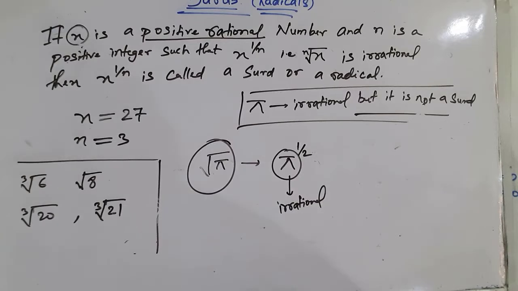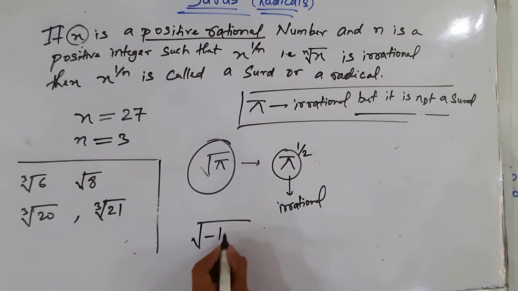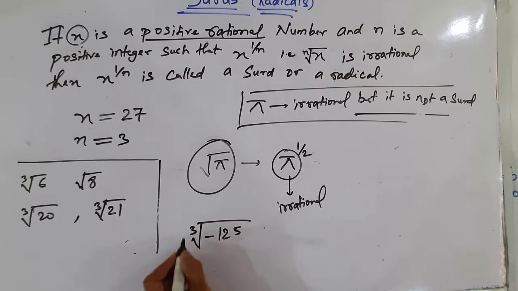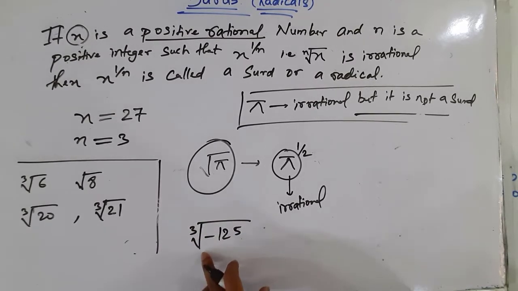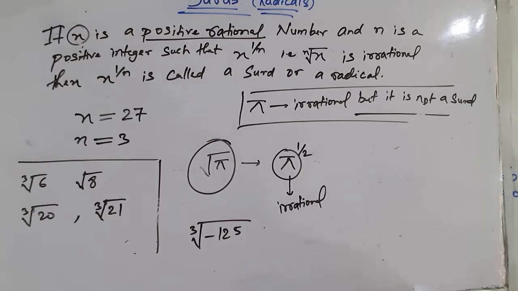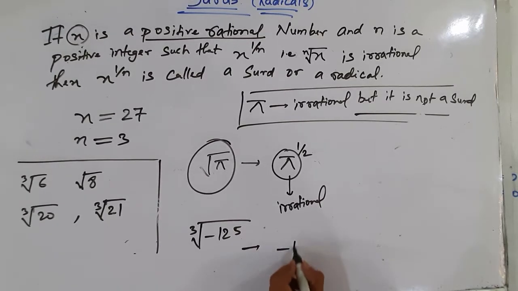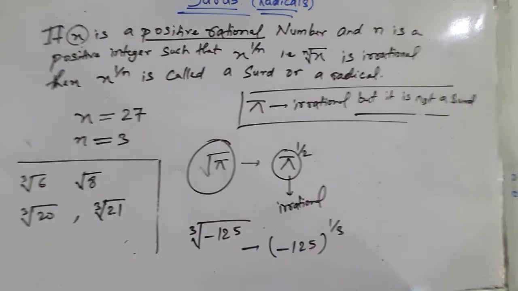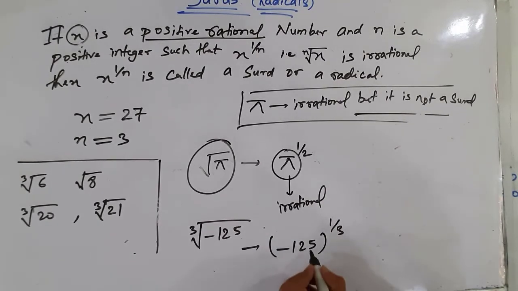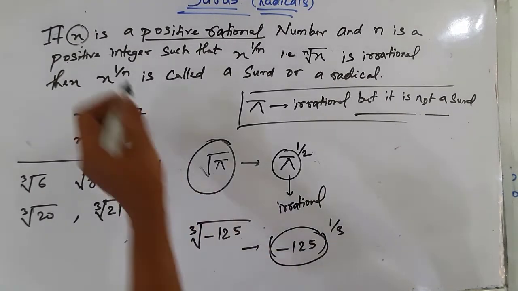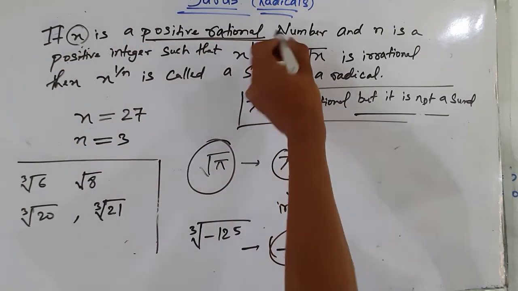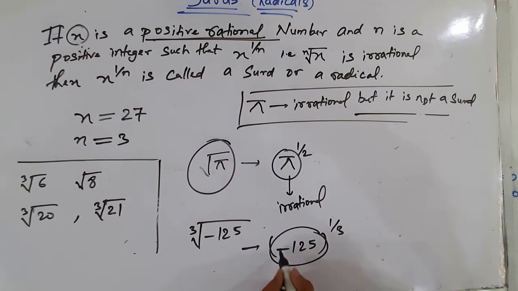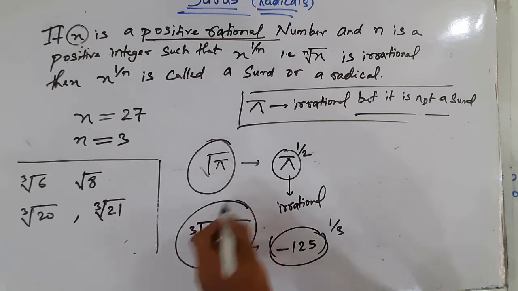Now the second question is the cube root of minus 125. Here it can be expressed as minus 125 to the power 1 upon 3. So when we compare this 125 with x, x must be a positive rational number, but we see that here it is negative, so again this is not a surd.